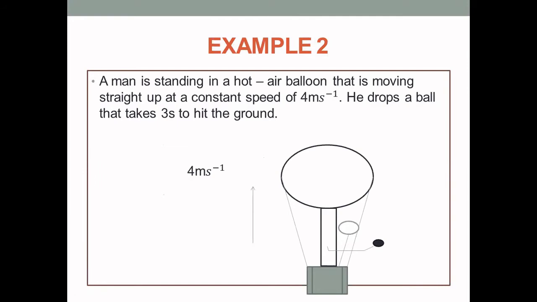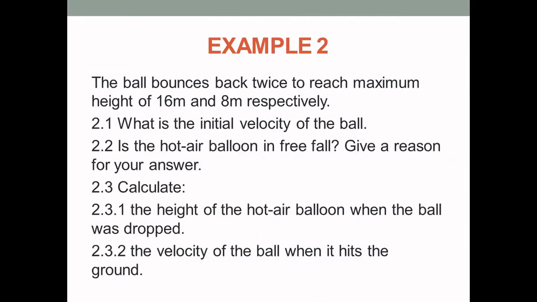Okay, let's consider now the example. Example number 2. A man is standing in a hot air balloon that is moving straight up at a constant speed of 4 meters per second. He drops a ball that takes 3 seconds to hit the ground. The ball bounces back twice to reach maximum height of 6 meters and 8 meters respectively.